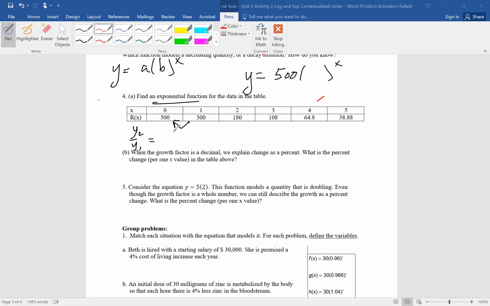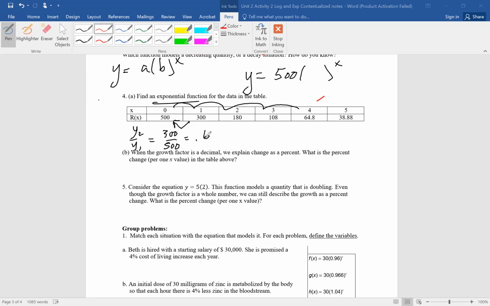And this only works as long as it's sequential. Notice how I'm going 1, 2, 3, 4. As long as you're going up in equal increments, you can always take the y value ahead of it and divide by the preceding to get the decay factor.